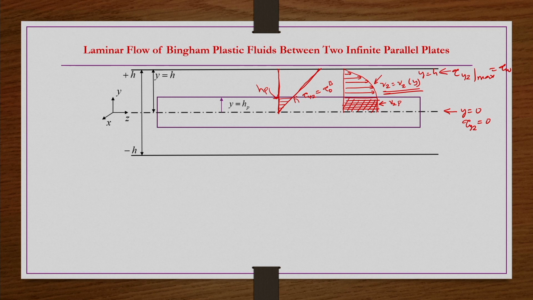Viscoplastic fluids do not flow as long as the applied stress is less than the characteristic yield stress of the material. Yield stress is a characteristic of the material, like density, viscosity, etc. So, this yield stress also is a characteristic of the viscoplastic material. Now we have to identify the location at which the applied stress becomes equal to the yield stress of the material. That location we are calling Hp, because we know that tau yz is linearly varying in the y direction.